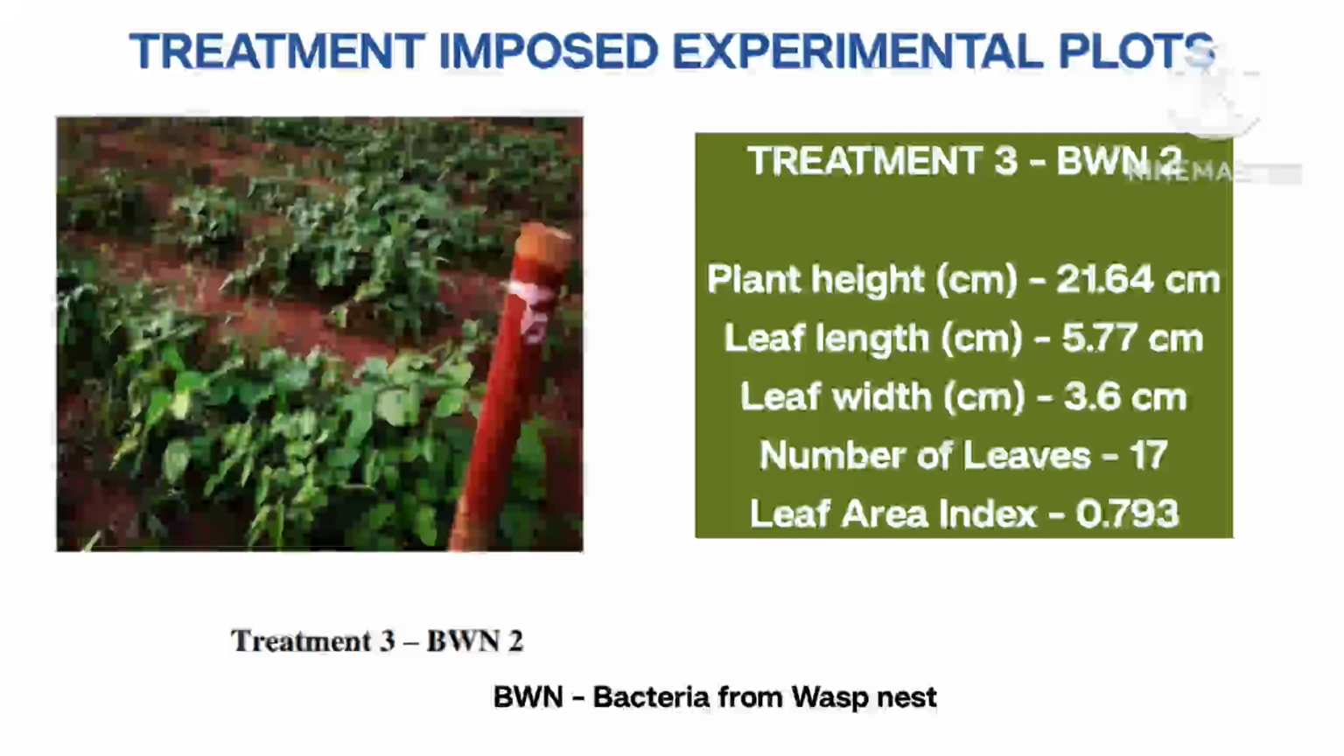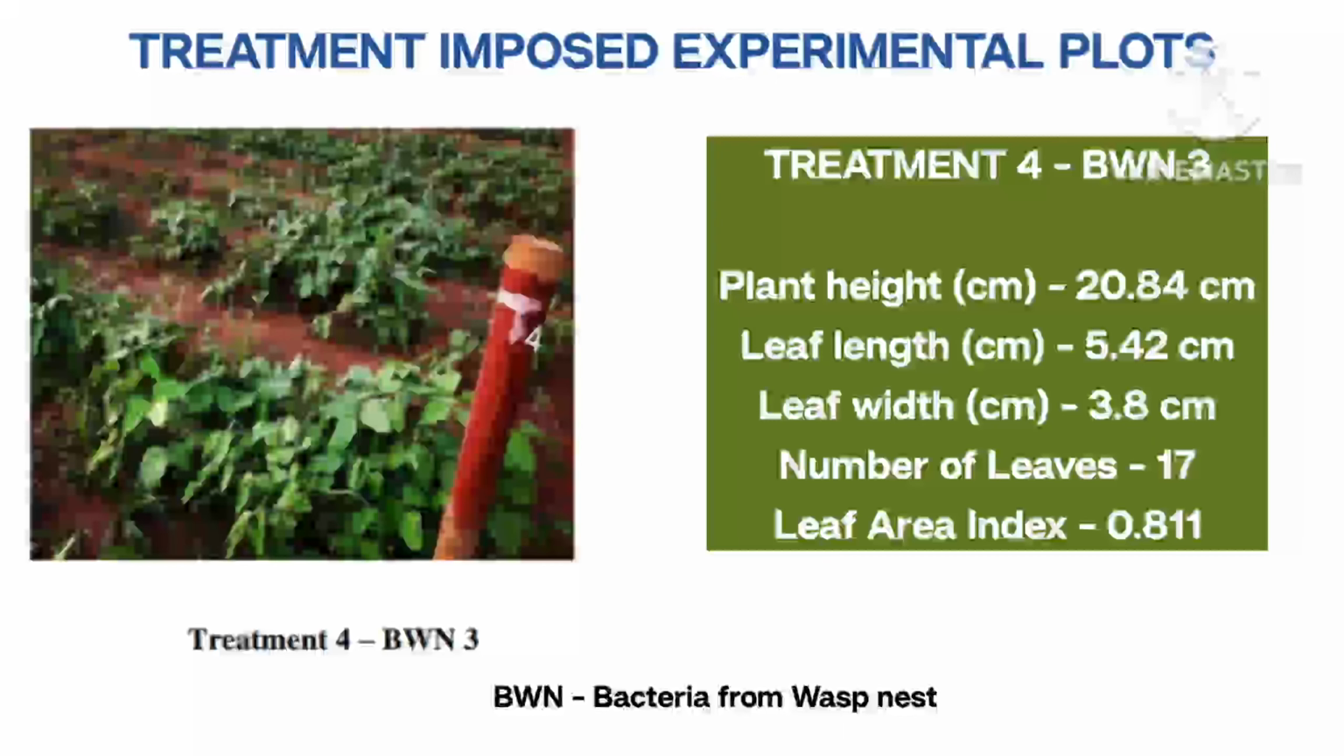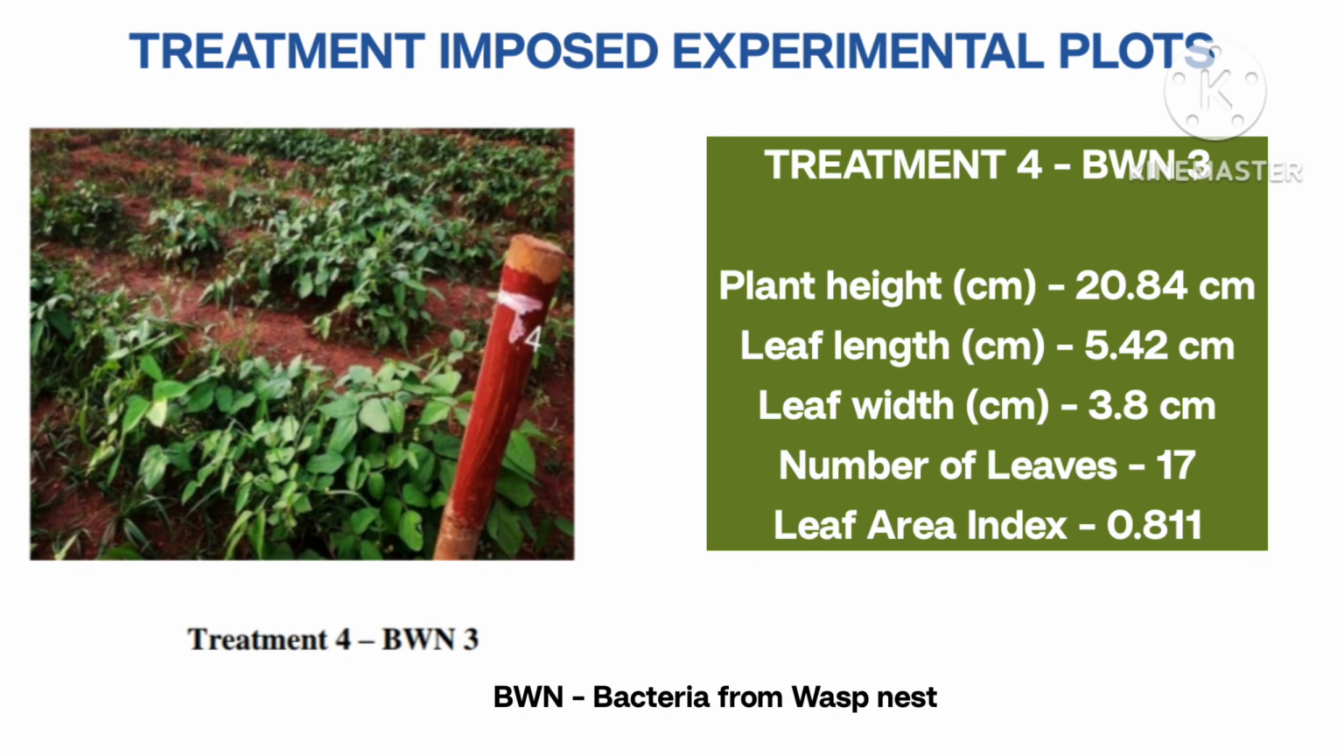Treatment 3, treated with broth of bacteria 2 from wasp nest sample. Plant height 21.64 cm, leaf length 5.77 cm, leaf width 3.6 cm, number of leaves 17, leaf area index 0.793. Treatment 4, treated with broth of bacteria 3 from wasp nest sample. Plant height 20.84 cm, leaf length 5.42 cm, leaf width 3.8 cm, number of leaves 17, leaf area index 0.811.